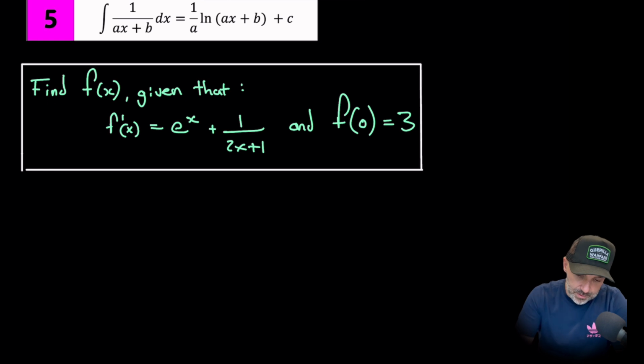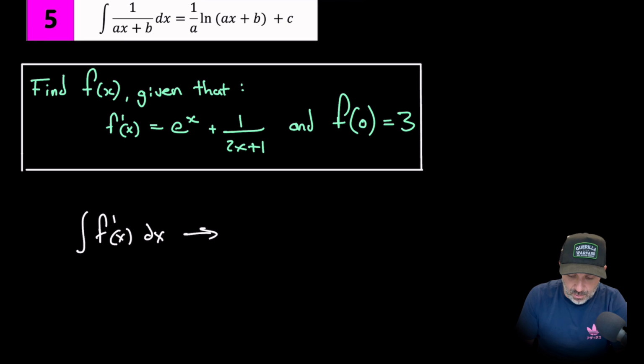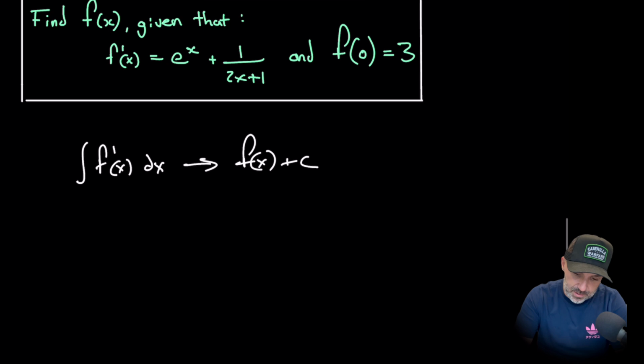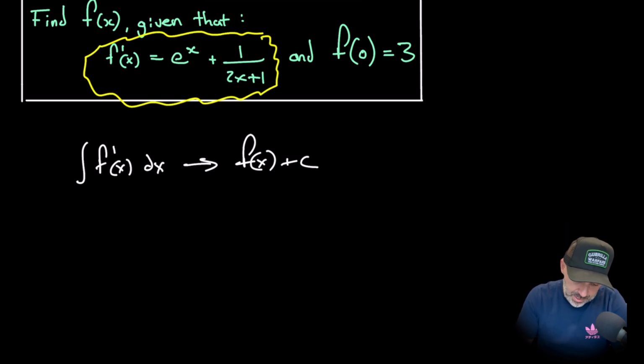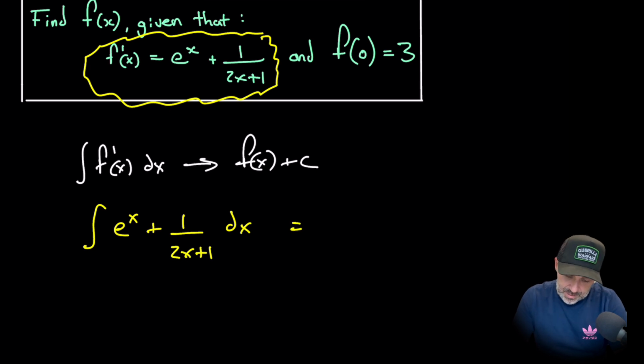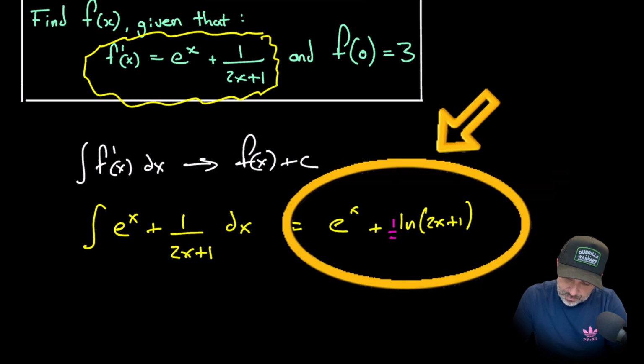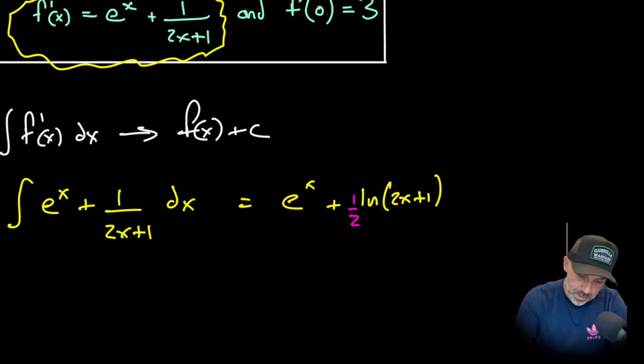We know that if we integrate a derivative function with respect to x, that will result in the original function, plus c. So if we are integrating, let's draw a cloud around this one here. We want to integrate e to the x plus 1 over 2x plus 1 with respect to x. The integral of e to the x is simply e to the x. We've just learned that the other part would be natural log 2x plus 1, but divided by the derivative of the bracket. That's dividing through by 2, which is the same as timesing by a half, plus c.